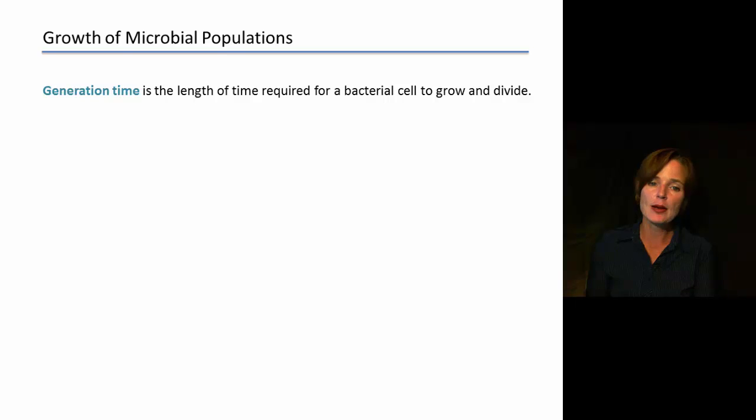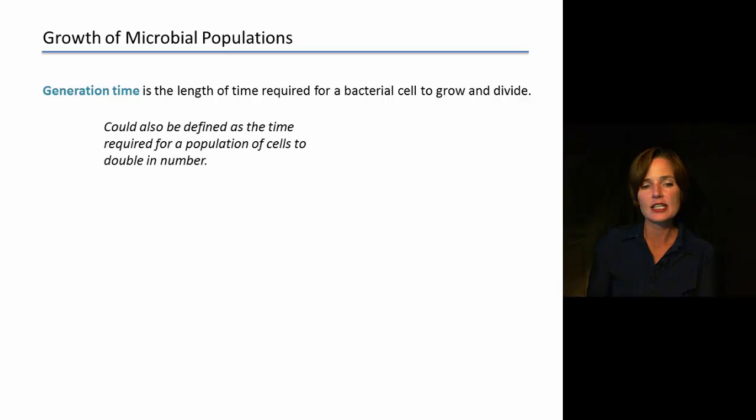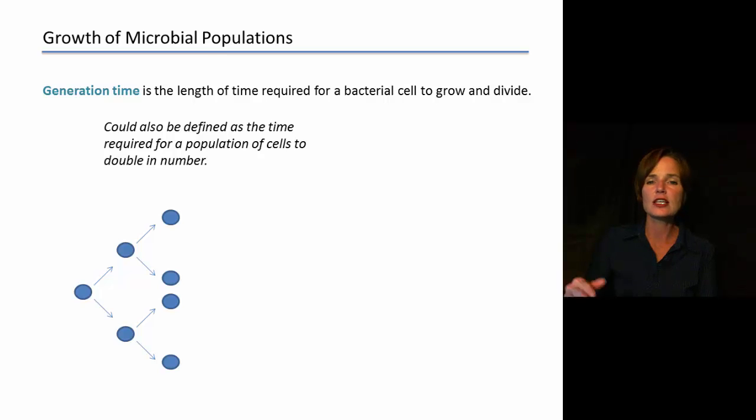The generation time is the length of time that's required for a bacterial cell to grow and then also divide, which we mean binary fission. Another way to look at this is that this is the time required for a population of cells to double in number. So if we start with one cell, one generation would produce two cells. In another generation, each of those two cells would produce two cells, and this would continue on and on, so that at each generation we would have a doubling of what we had present.